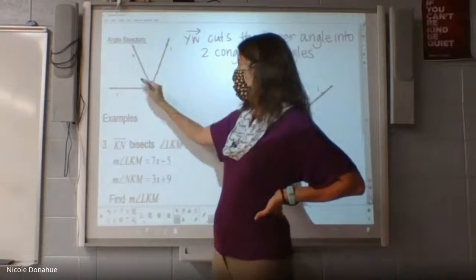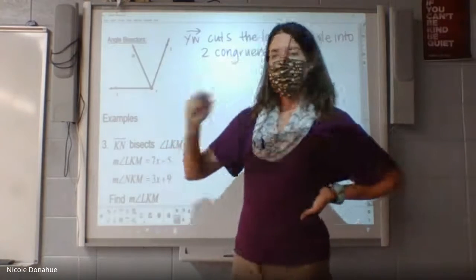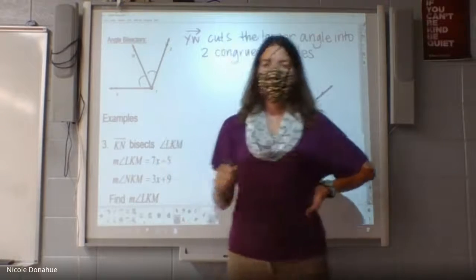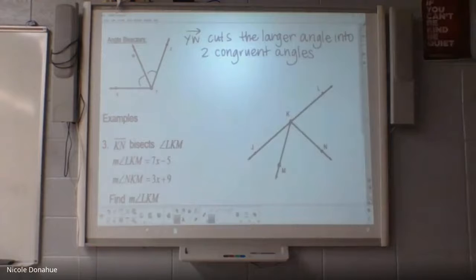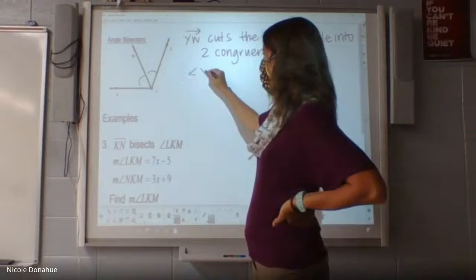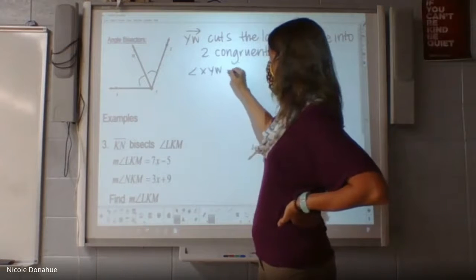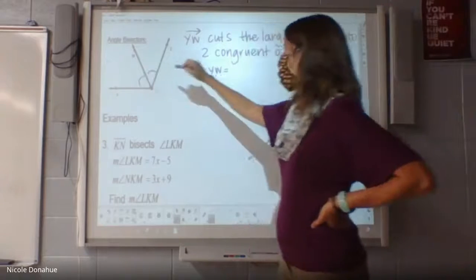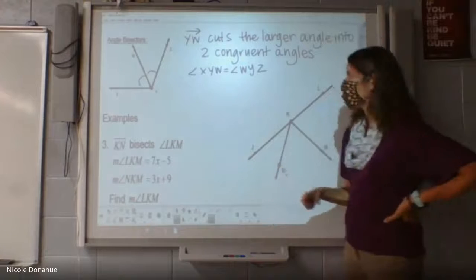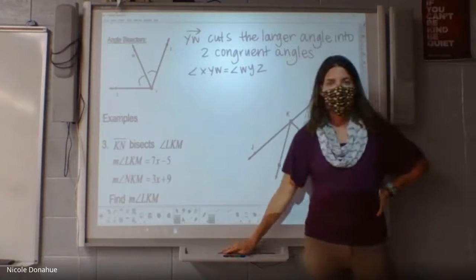And the way we show that, just like we did with lines, we put a little tick mark. We can put these little arcs that show that they're equal. So if I see those marks, I can assume they're equal, or I can make those marks when I know they're going to be equal. So angle XYW is going to equal the other one, WYZ. Those two angles are the same as each other.